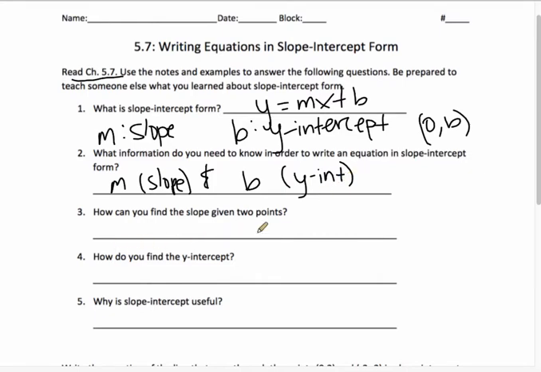How can you find the slope given 2 points? So let's say we have 2 points, but they didn't tell us what the slope is. Well, we use the formula. m equals y2 minus y1 over x2 minus x1. Okay, so that's the slope formula. So if I have 2 points, (x1, y1) and (x2, y2), any 2 points, I can find the slope between those 2 points.